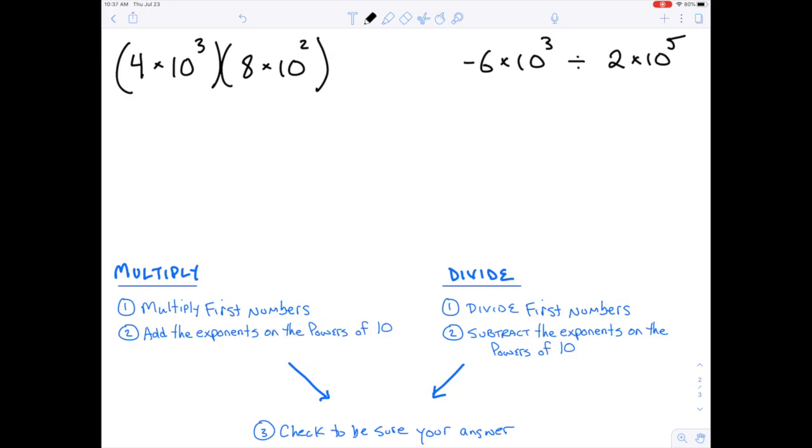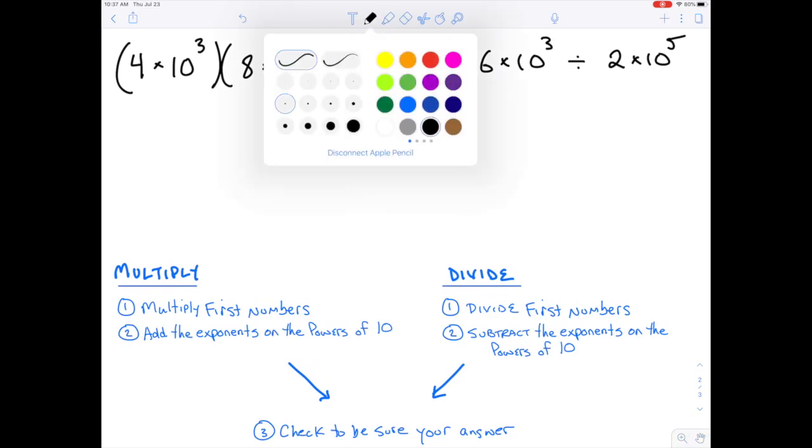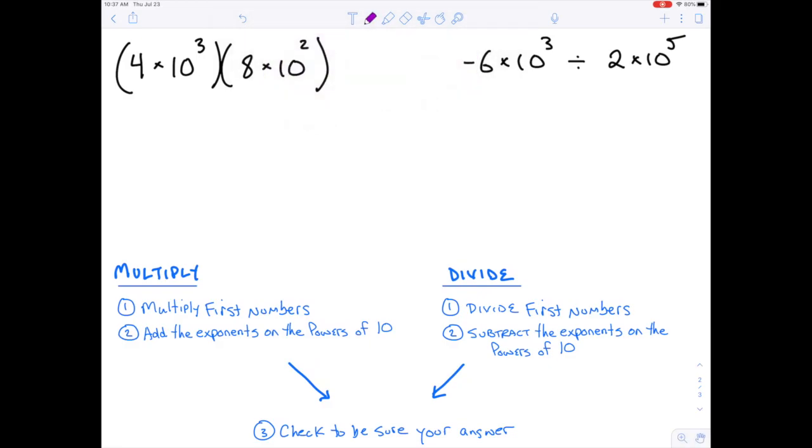The truth is, multiplying and dividing is quite a bit simpler than adding and subtracting. You'll notice there's one less step in each one. So here we go. Let's check out the first one. I'm multiplying 4 times 10 to the third and 8 times 10 to the second.